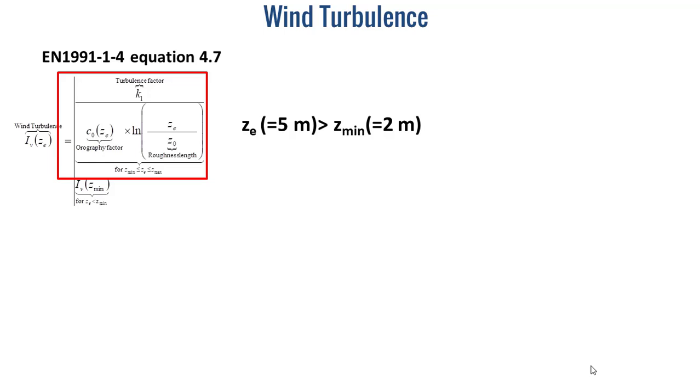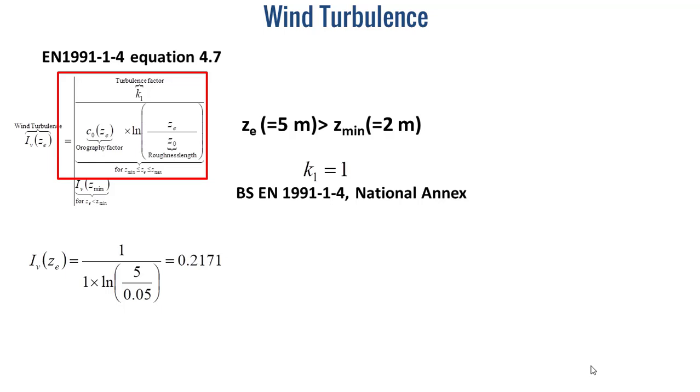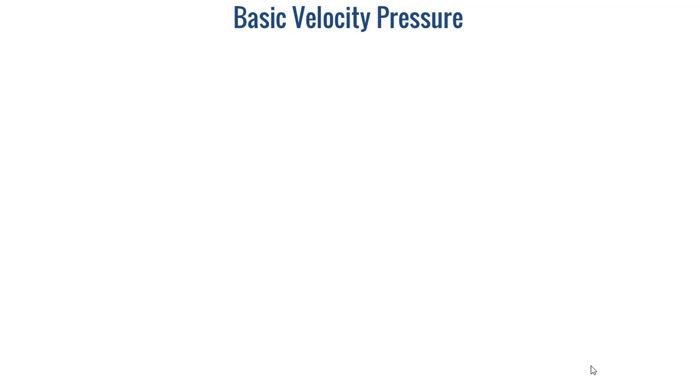So we can use the formula highlighted here in red. We use a turbulence factor K1 equal to 1 based on the national annex of the BS EN 1991-1-4 standards. And if we apply numerically this formula, we obtain a wind turbulence IV at the reference height ZE equal to 0.2171.